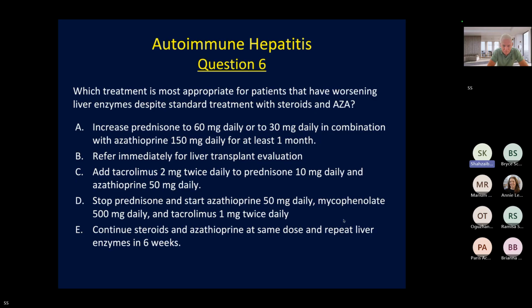Is it B, refer immediately for transplant eval? Increase the steroid. Okay. All right. So you've got a treatment failure. The first step would be to increase therapy. All right. Got it. That makes sense.